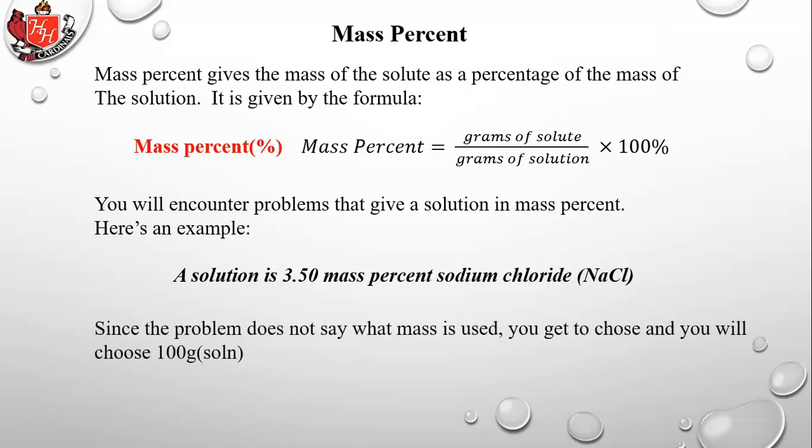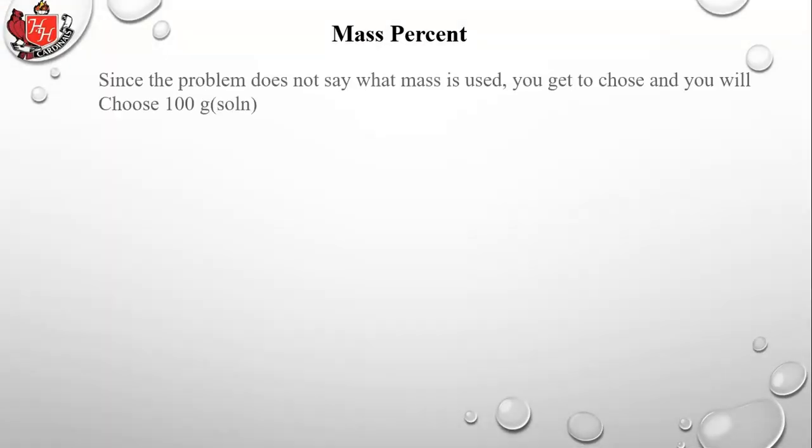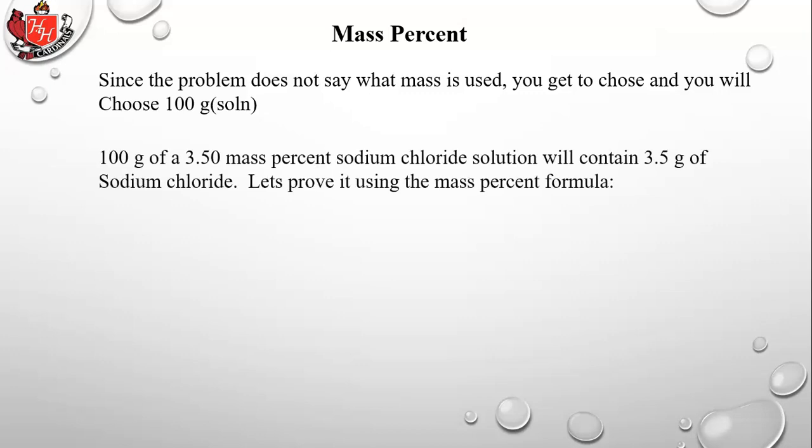Since the problem does not say what mass is used, you get to choose the mass. And the mass you're always going to choose is 100 grams of solution because it's a nice round number and because it converts the mass percent to the number of grams. So we'll see that right here. 100 grams of a 3.5 mass percent sodium chloride solution will contain 3.5 grams of sodium chloride.